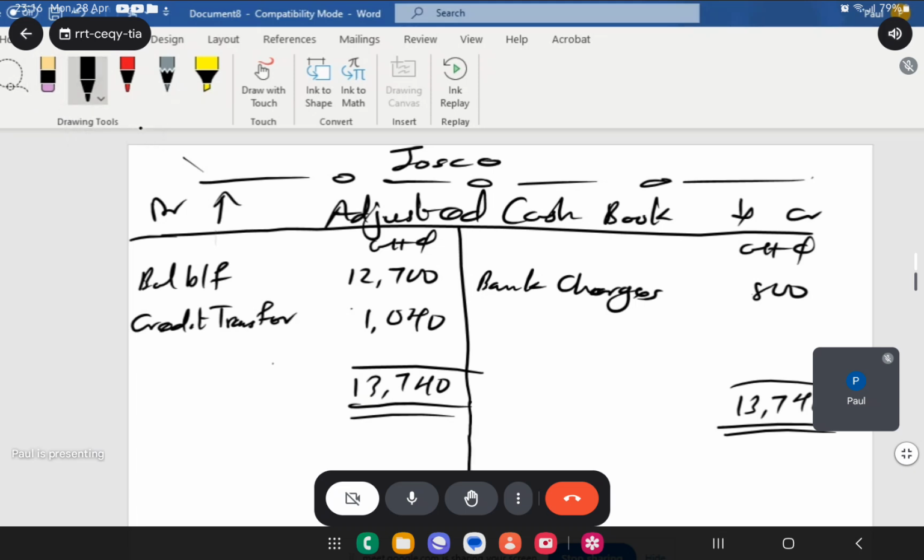You find the difference between the total we've gotten, that's the 13,740, and the total for the credits. So that's 13,740 minus 800, yes, 800. That would be 12,940. So this will come as balance brought down, or brought forward. So we are done with the adjusted cash book.